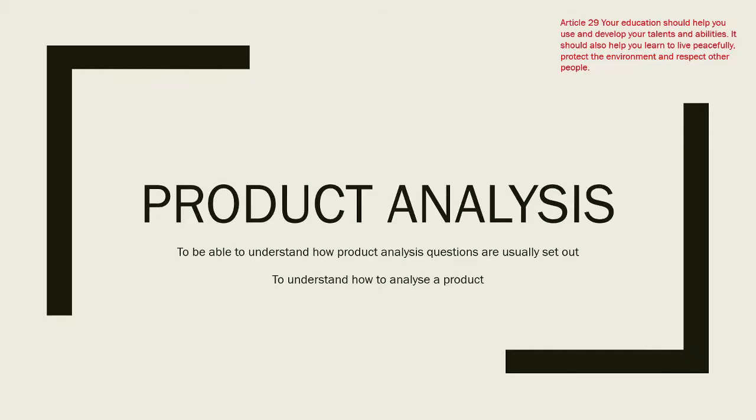Hi everyone, so today we're going to have a look at product analysis in relation to the exam paper. Typically this will be in paper 2, the hour and a half paper that you'll sit, and section A will be your product analysis part.